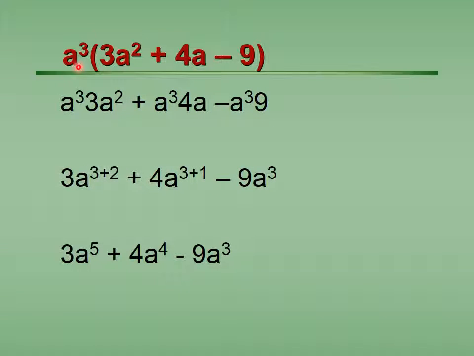This next one, we're distributing this a cubed to every term, giving us a cubed times 3a squared, a cubed times 4a, and then negative a cubed times 9. So let's go ahead and use our product rule so we can add our exponents. So this becomes 3a to the 3 plus 2, this becomes 4a to the 3 plus 1, and this just becomes negative 9a cubed. So I just rewrote that as a standard term. Simplifying, we get 3a to the fifth plus 4a to the fourth minus 9a cubed.